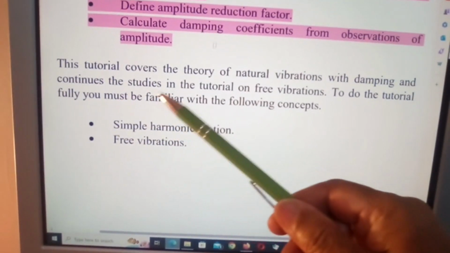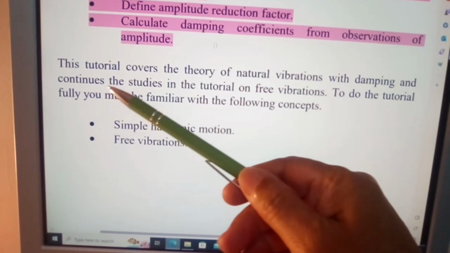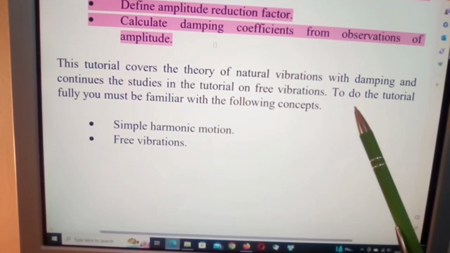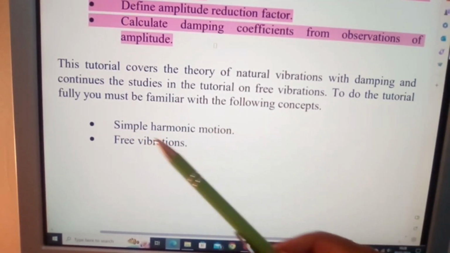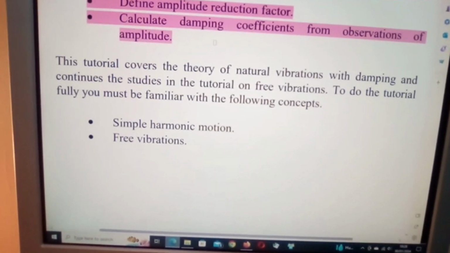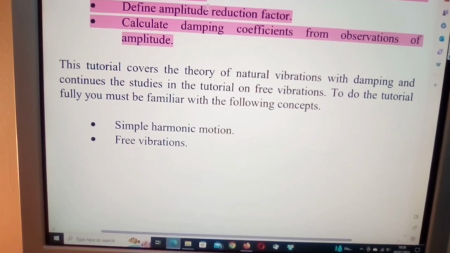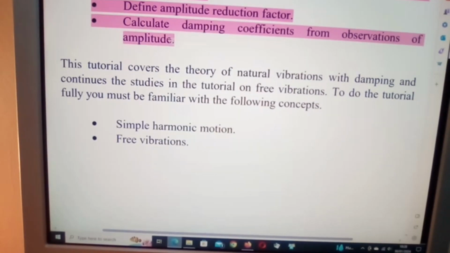Now, this tutorial covers the theory of natural vibrations with damping and continues the studies in the tutorial on free vibrations. To do the tutorial fully, you must be familiar with the following concepts: simple harmonic motion, free vibrations. So it's asking that you've done some units on this before, or have had some work in regards to this type of work.